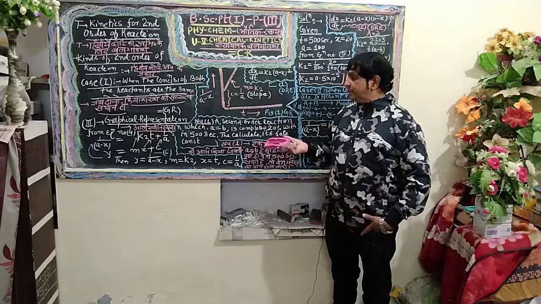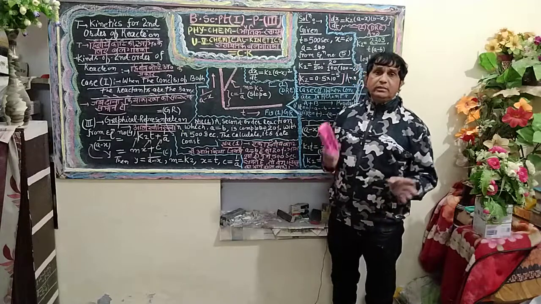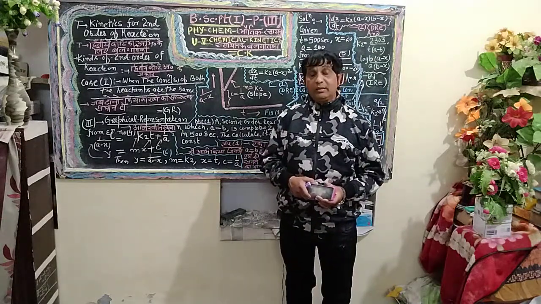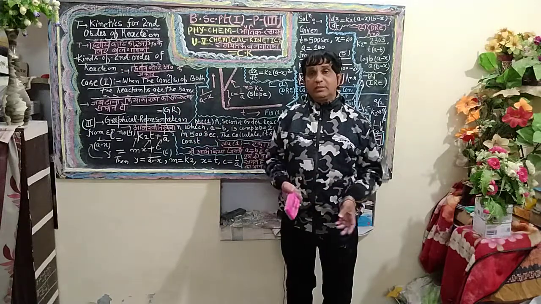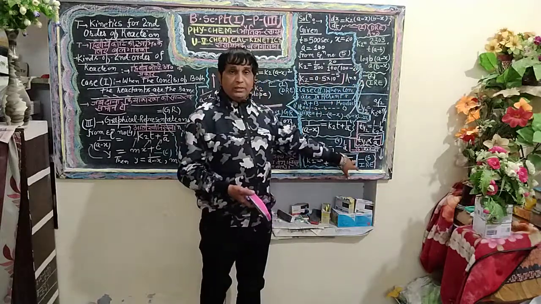Calculate the rate constant here. In the numerical, it has been given that the reaction is second order, case 1, where all the reactants are present and their concentrations are the same. So obviously equation number 5 will be used here.